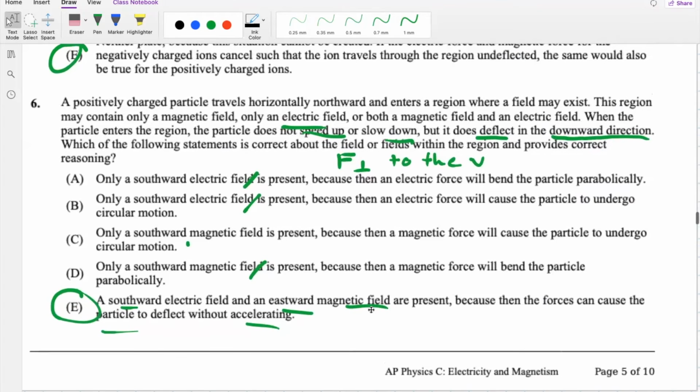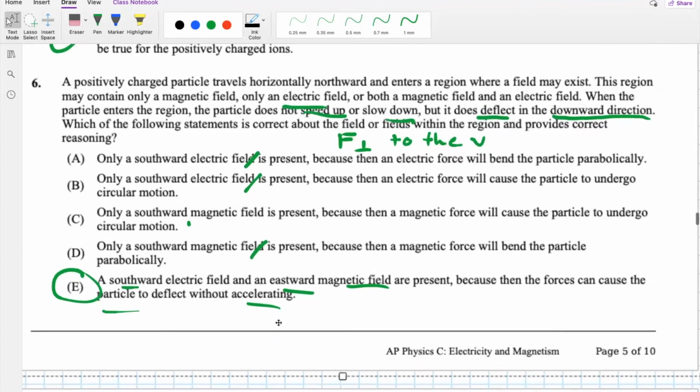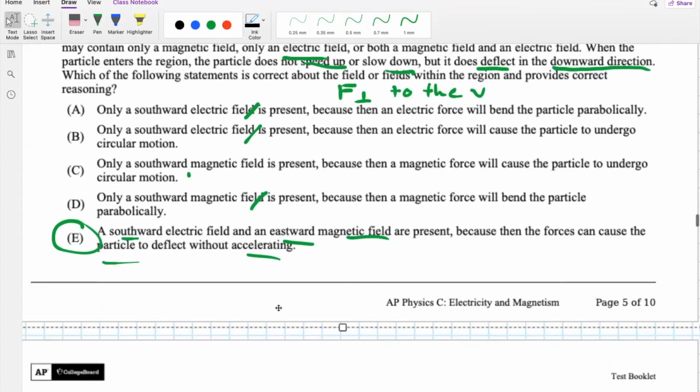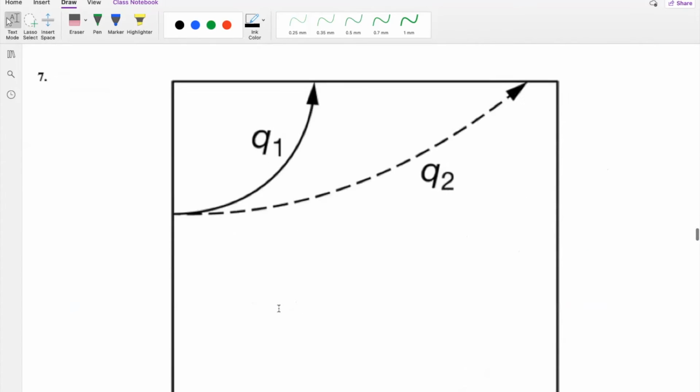Oh, no. Yeah, because if the electric field points southward, then that tells us that the electric force on a particle is going to be south. So I'm a little questioning of this one, but I think E is our best answer choice. Go ahead and move on to number 7.